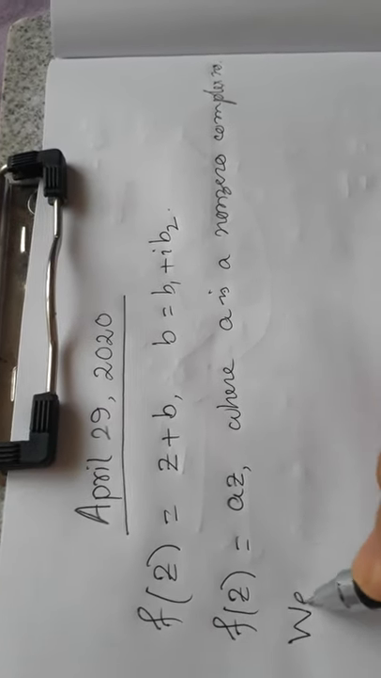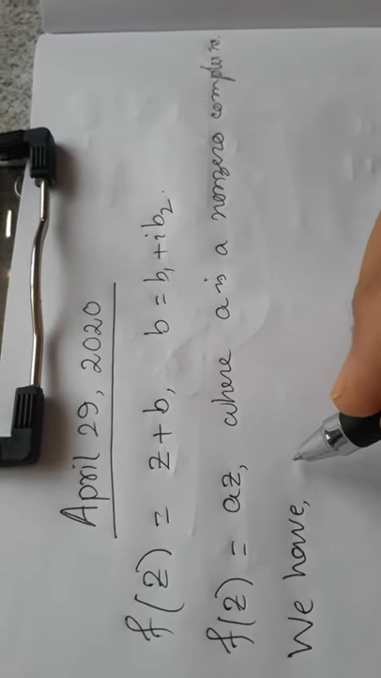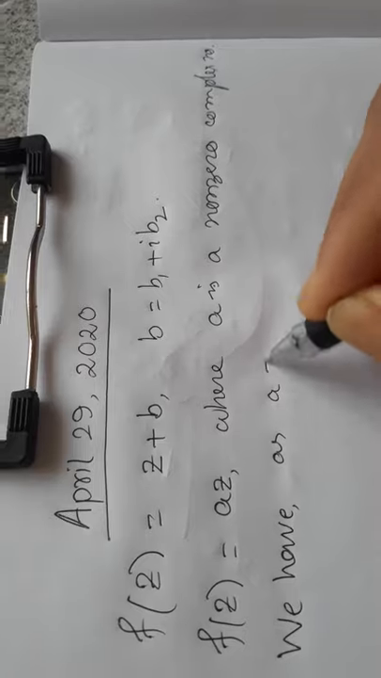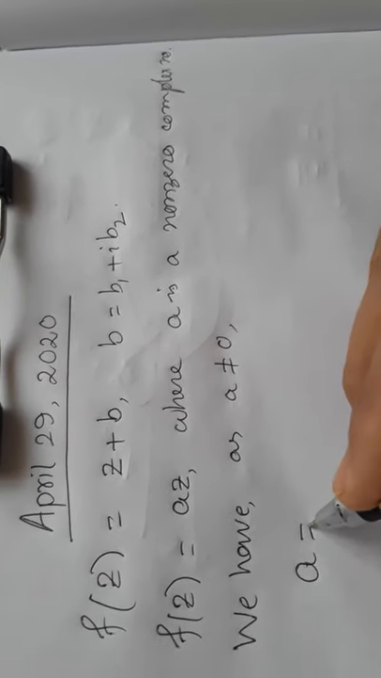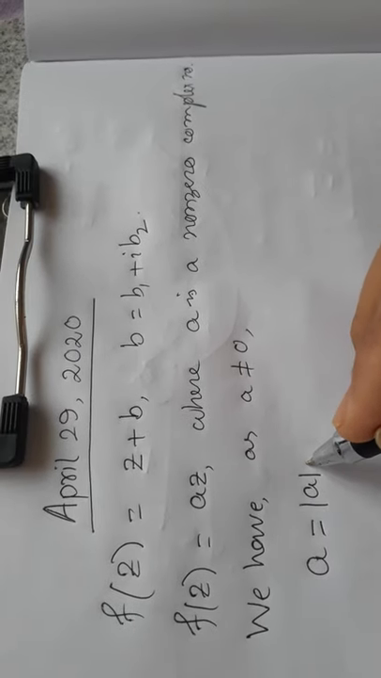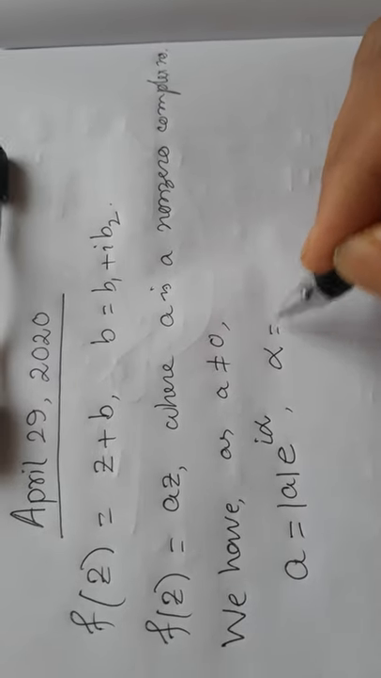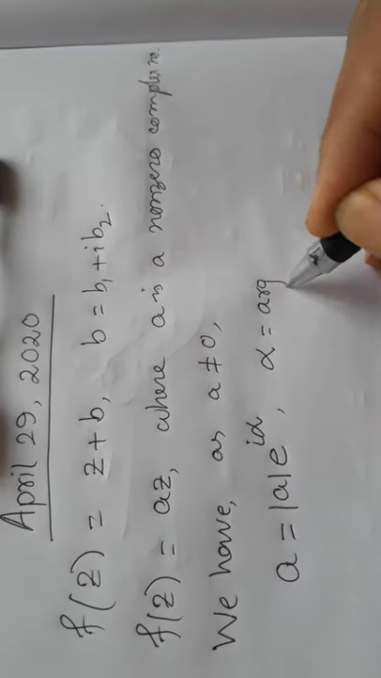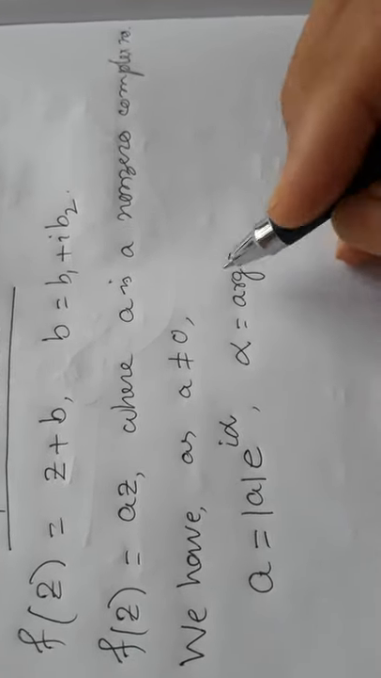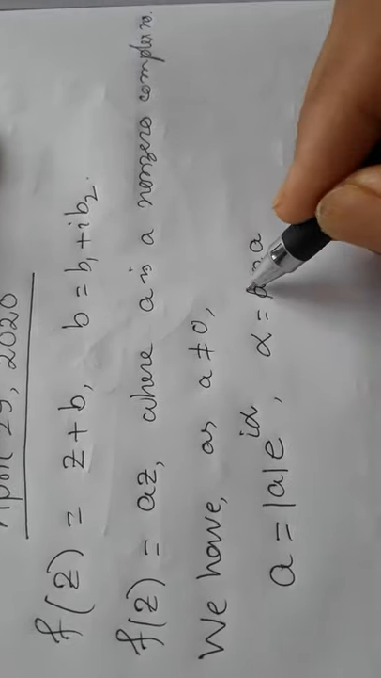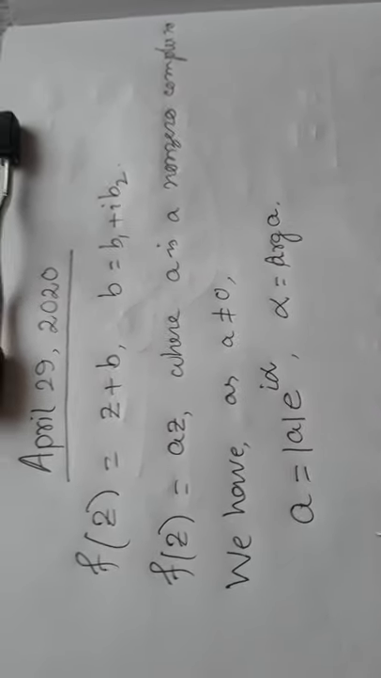So because a is not equal to zero, a can be written in polar form as modulus of a e to the power i alpha. So what is alpha? Alpha is the argument of a. Okay, so let us consider this argument of a as the principal argument. Alpha is this one.